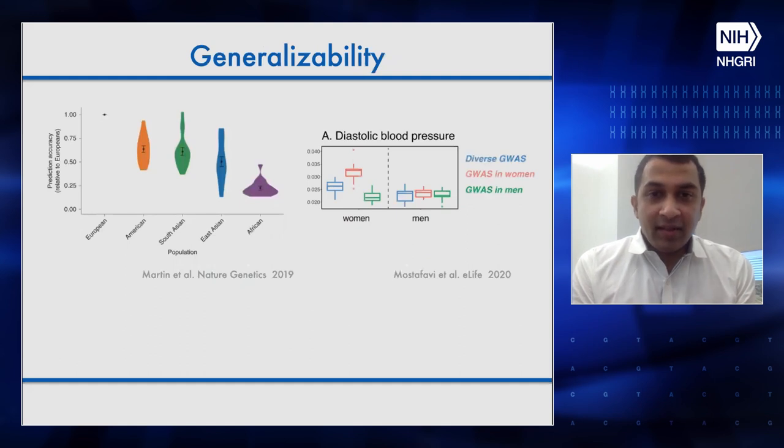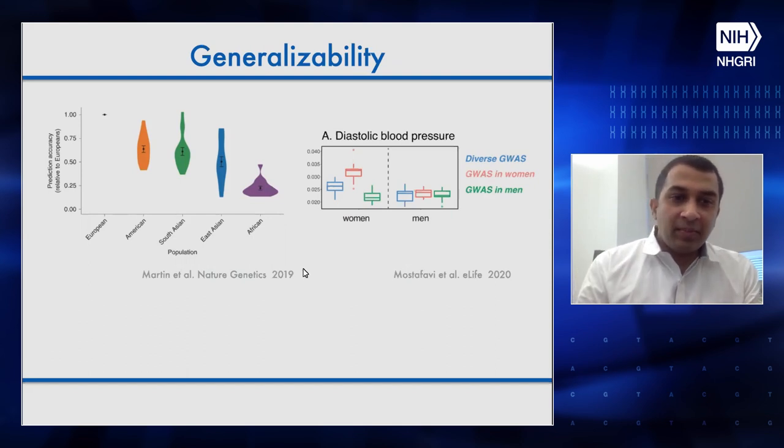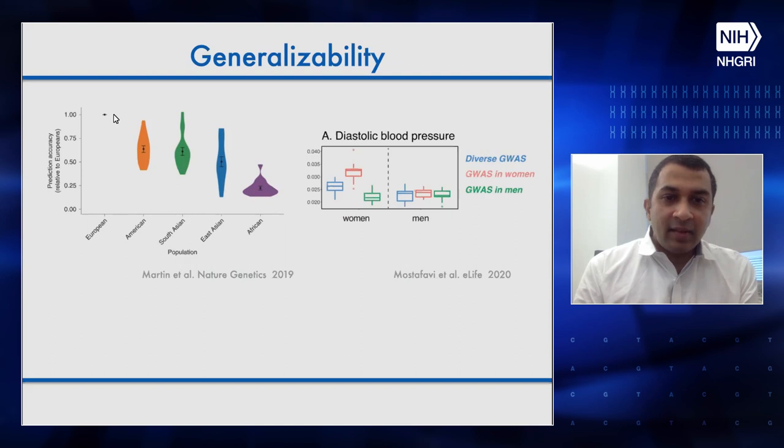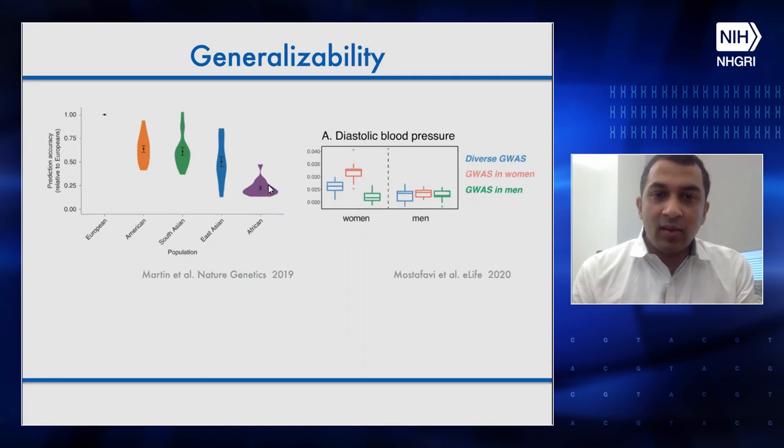Another important consideration is one of generalizability. So what has become clear in the last few years with the ability to predict complex traits from genetic data is that the prediction accuracy depends critically on the match between training and test data set. For example, when you have these genetic predictors that are trained on primarily populations of European ancestry, these predictors tend to have decreased accuracy when they are tested on populations of non-European ancestry.